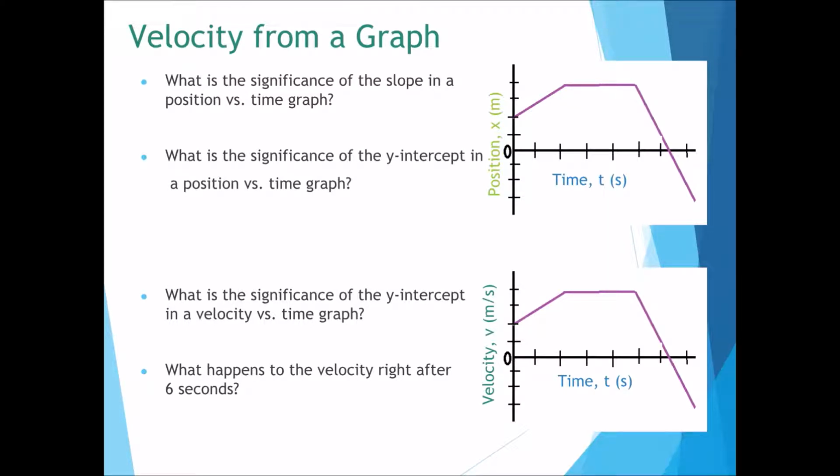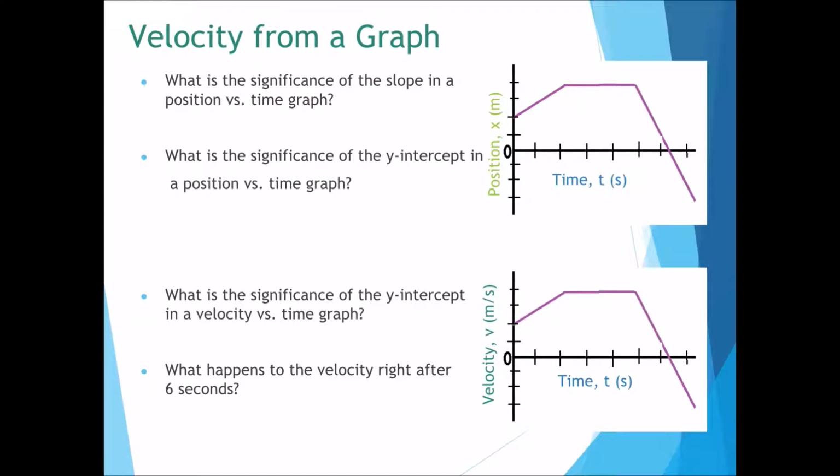Now, we can also figure out our velocity just from looking at a graph. Let's take a look at a position versus time graph and answer these questions. What is the significance of the slope in a position versus time graph? You probably remember from math class that the slope is rise over run. The rise is your change in y divided by the run, which is your change in x.